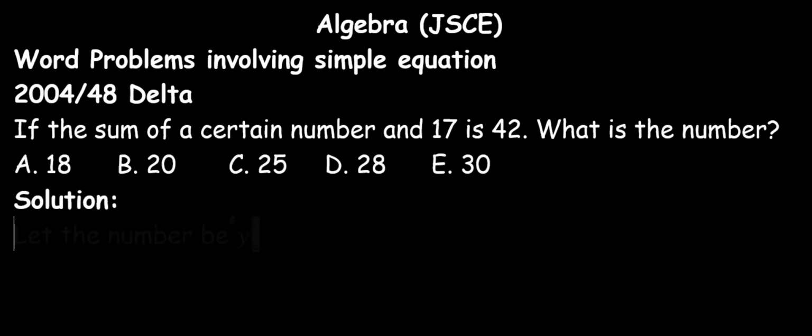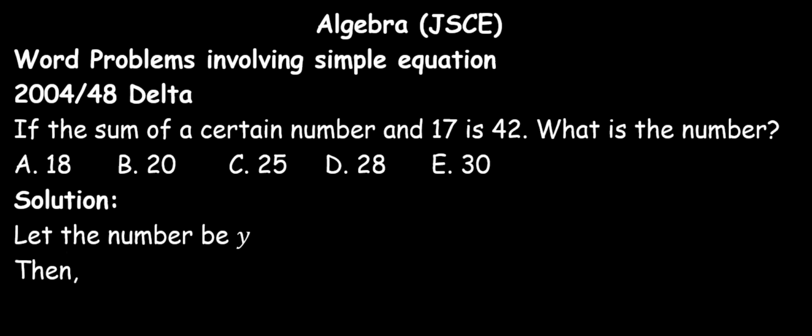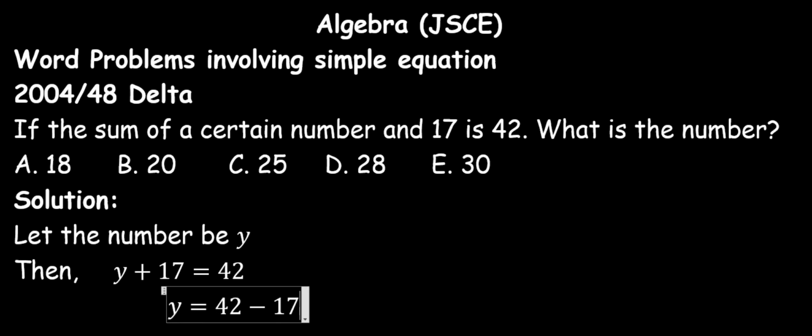Let the number be y. Then from the first statement, we are told that y plus 17 is equal to 42. From there, we make y the subject of the formula. y will be equal to 42 minus 17. Collecting like terms together, the result will be y equals 25.